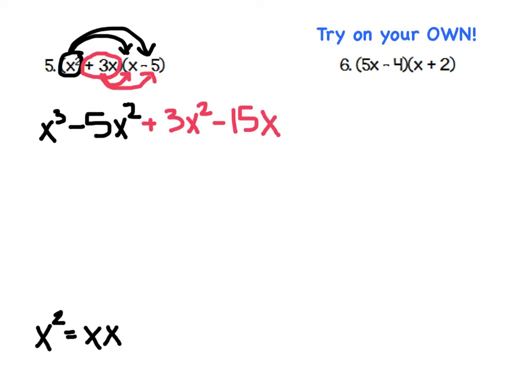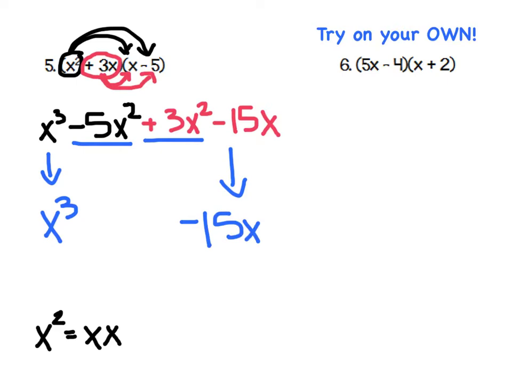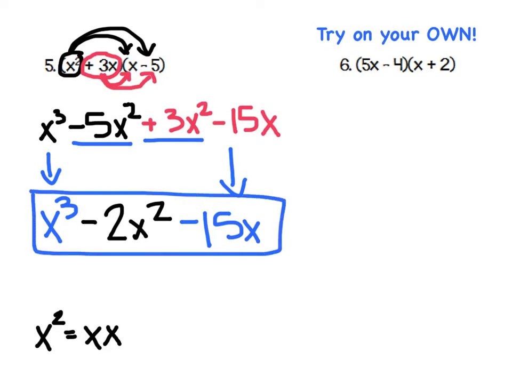Notice again, the two terms that are in the middle, the negative 5x squared and the positive 3x squared, we can combine. The x cubed stays all by itself there. The negative 15x also stays by itself there, can't combine with anything. So let's combine the two in the middle. Negative 5x squared plus positive 3x squared gives us negative 2x squared. And that would be our answer. Notice our exponents are always in order from the biggest to the smallest.